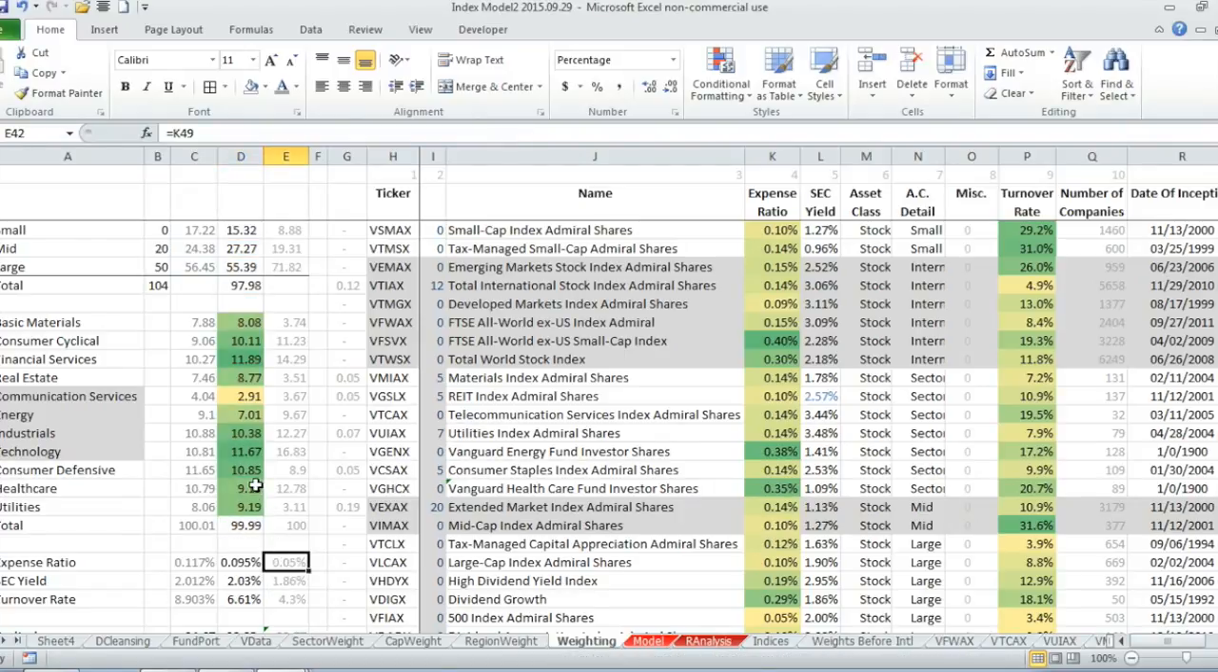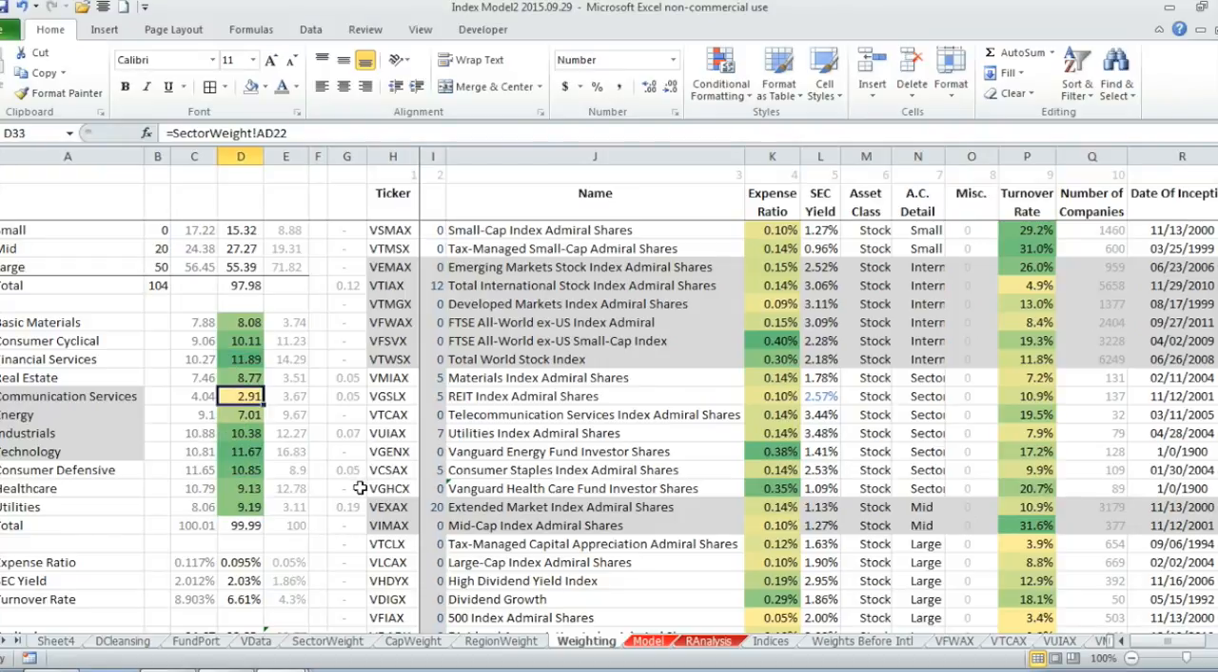I think I did a pretty good job getting these sectors allocated a little more evenly. Instead of having 17% in technology, I got it down to 12. Instead of 15% in financial services, I got it to 12.